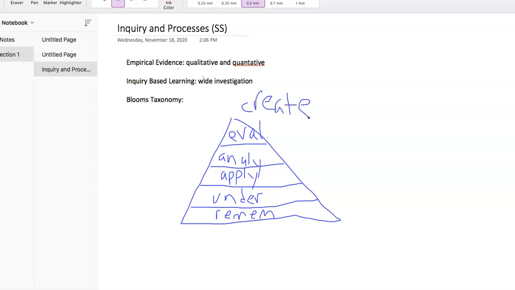So there's your Bloom's taxonomy, right? Really, if you get a question on Bloom's taxonomy, just be aware that at the top of the taxonomy, I doubt you'd be asked about the create part, is to be able to analyze and evaluate. And at the lower end, towards the bottom of the taxonomy, is understanding and remembering. So that's everything we got for inquiry and processes for social studies.